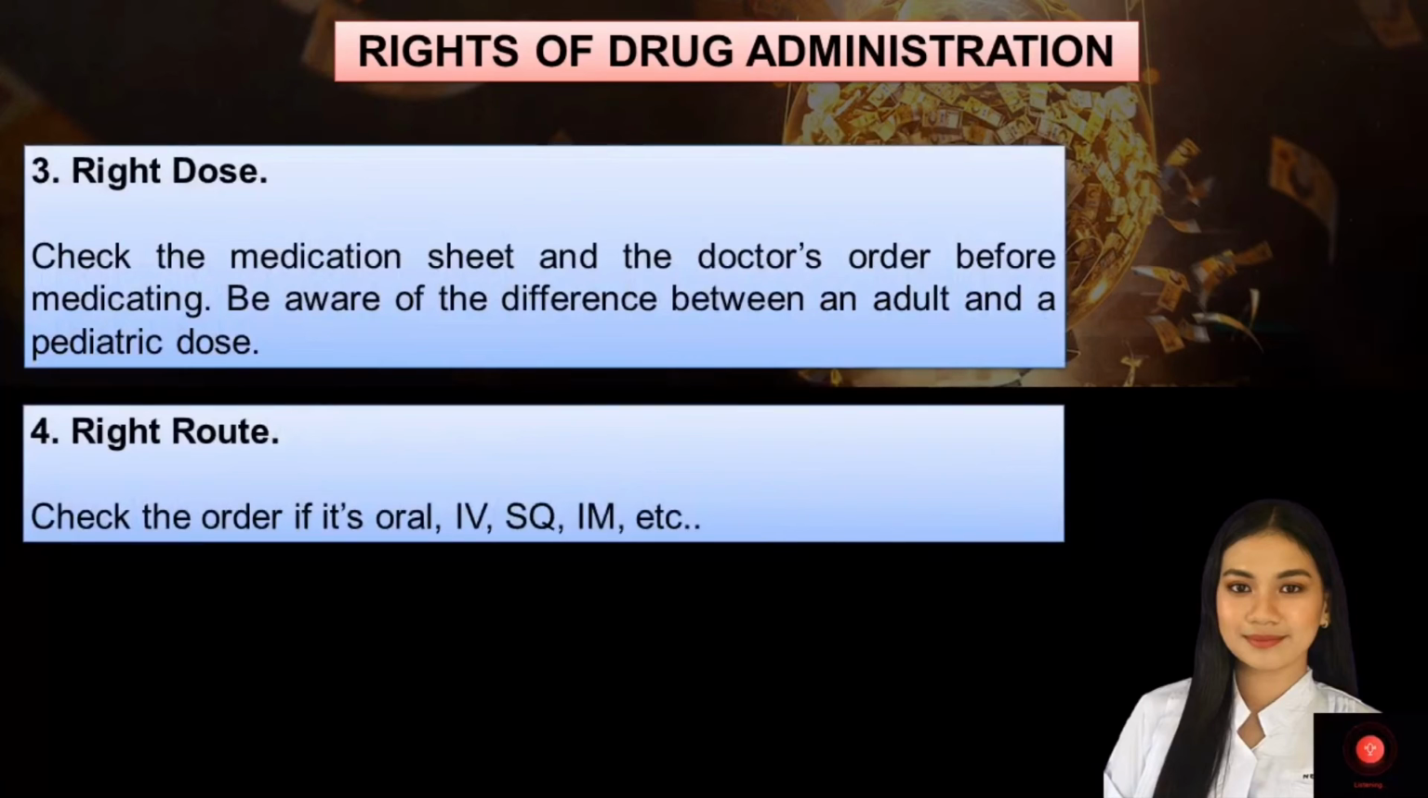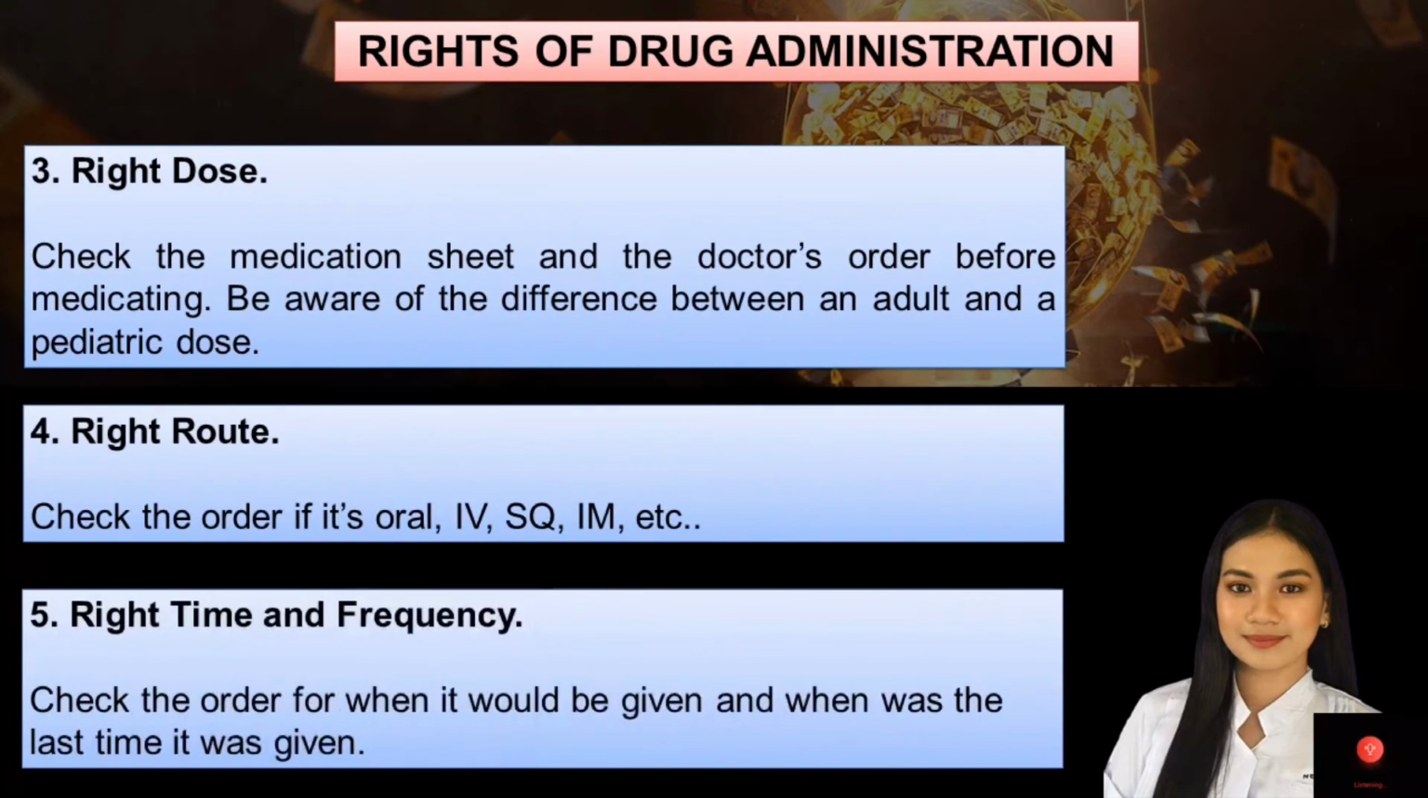Check the order if it is oral, intravenous, subcutaneous, or intramuscular, and etc. In the right route, we should check if it is intravenous, subcutaneous, or intramuscular. There are medications that cannot be given in other routes. We should double check it para makita natin ano ba dapat talagang paraan siya ibibigay.